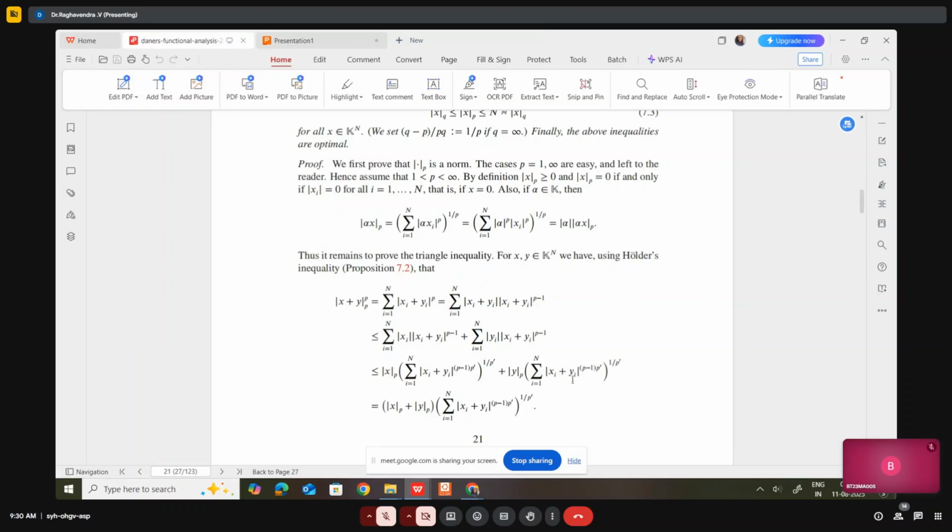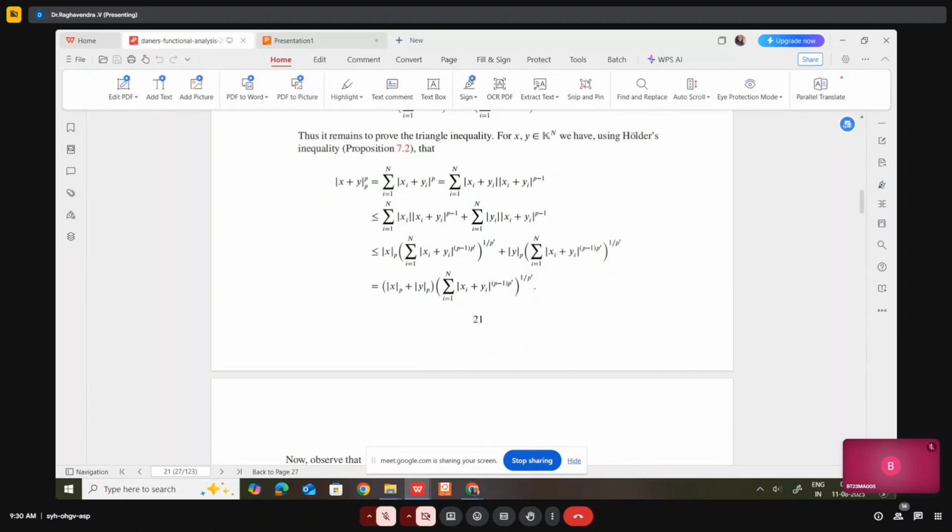The same story here, exactly the same. Now, if you see here, what is common is this part: the summation i equal to 1 to n of mod xi plus yi raised to p minus 1 into p prime, into 1 over p prime. That's the common factor. Take it out. What you have here is the norm of x raised to p plus the norm of y raised to p. That's what you have.